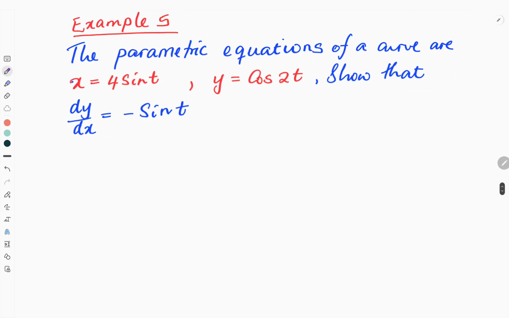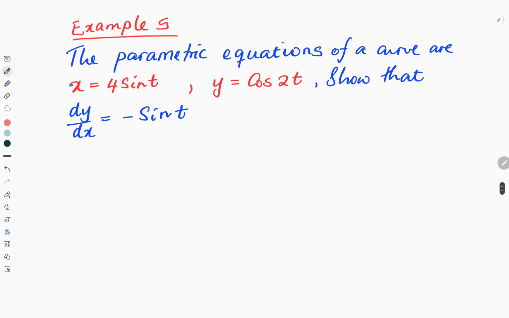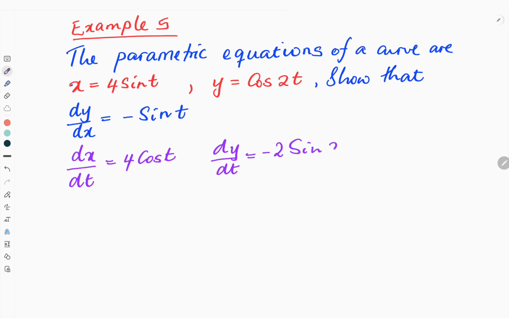Then moving on to the final example, example number 5. So the parametric equations of a curve are x is equal to 4 sine t, y is equal to cos 2t. Show that dy/dx is equal to negative sine t. Now we do exactly the same thing. So dx/dt is equal to, here the derivative of sine is positive cos, so that will be 4 cos t. Then dy/dt is equal to, in this case, the derivative of cos, it's a negative. So it's a negative 2 sine 2t.